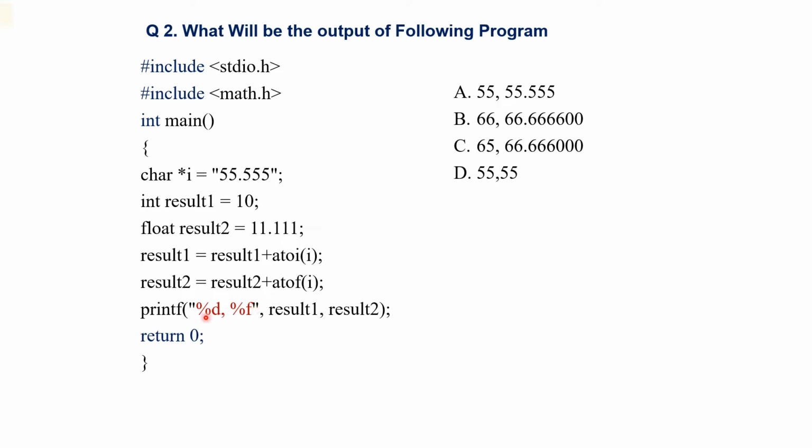So the value of result 1 is 65, so it will be displayed. After that a comma will be displayed, and then the value of result 2, that is 66.666, will be displayed. So hence the correct option for this program is option C.